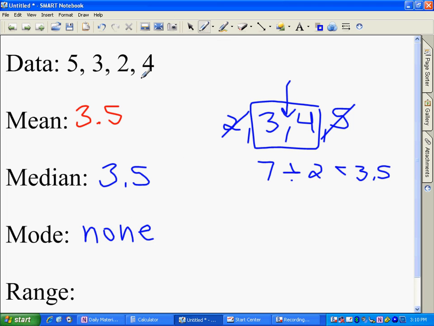We don't want to put a 0 because then that would say that there are more zeros there than anything else, so we don't want to put that. And then range is the difference between the highest and lowest number, and the highest number here is 5. The lowest number is 2, so I subtract and I get 3, so that means that this data set has a range of 3.